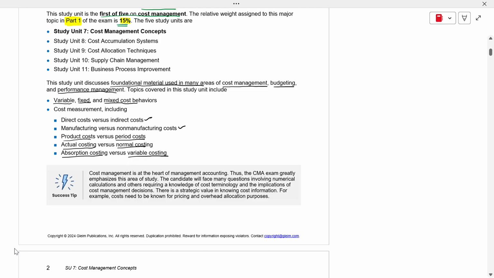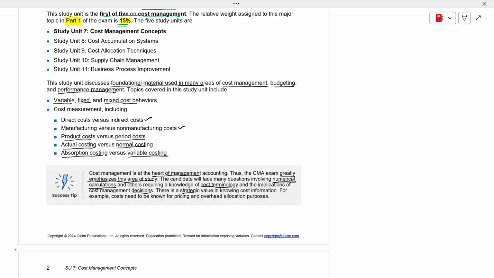Now, what they are asking: cost management is at the heart of management accounting. The CMA exam greatly emphasizes this study area. They will focus on this study area. The candidate will face many questions, including numerical calculations and other knowledge with respect to cost terminology and the implications of cost management. How best we can work out the cost factors as such.